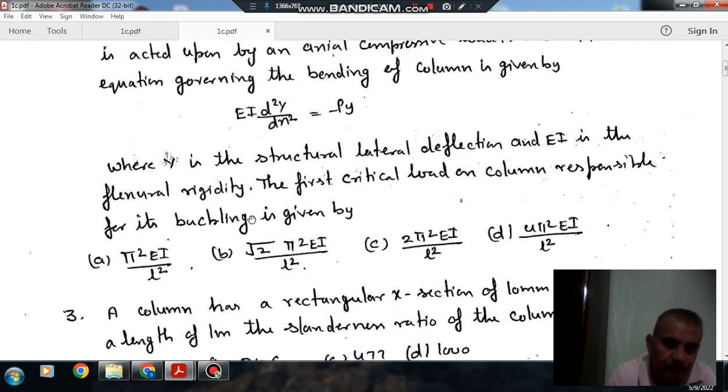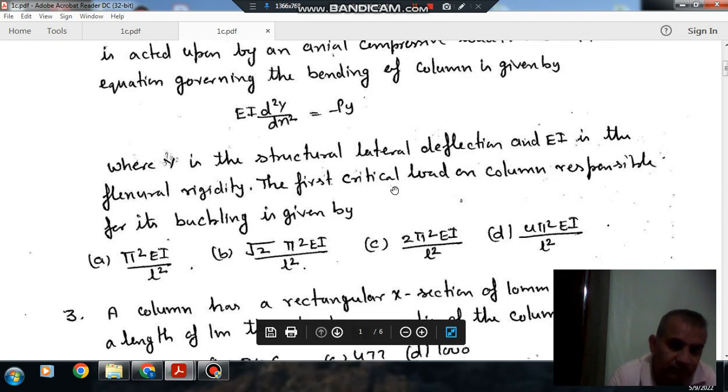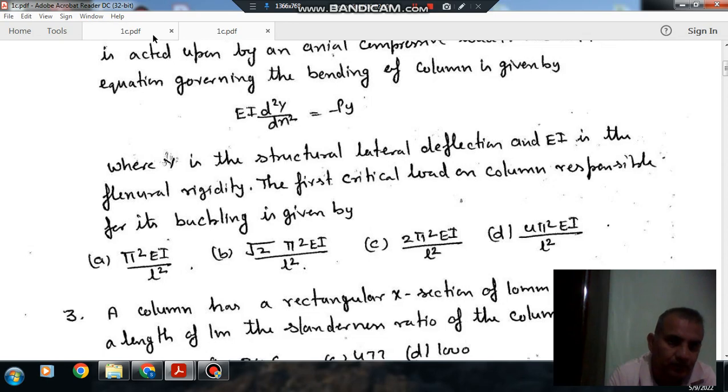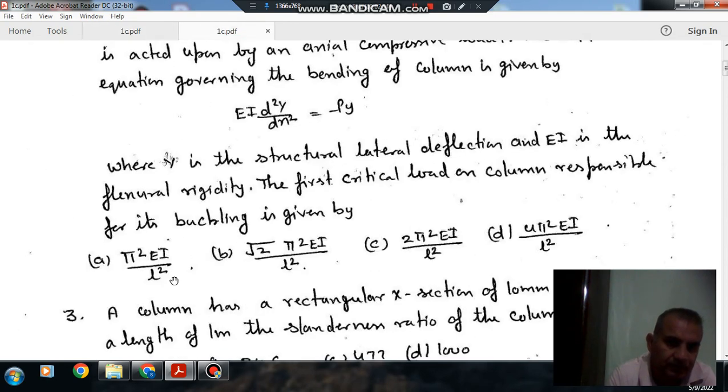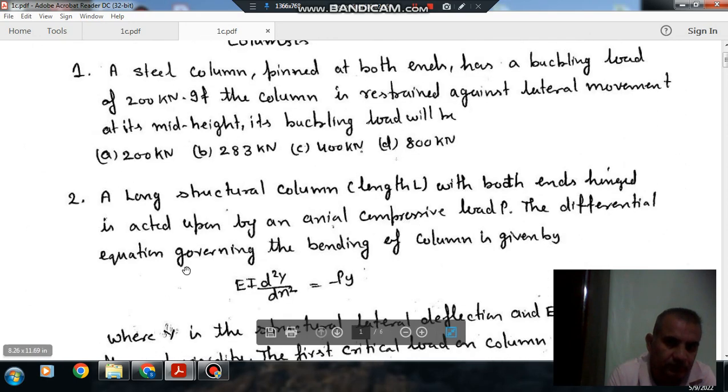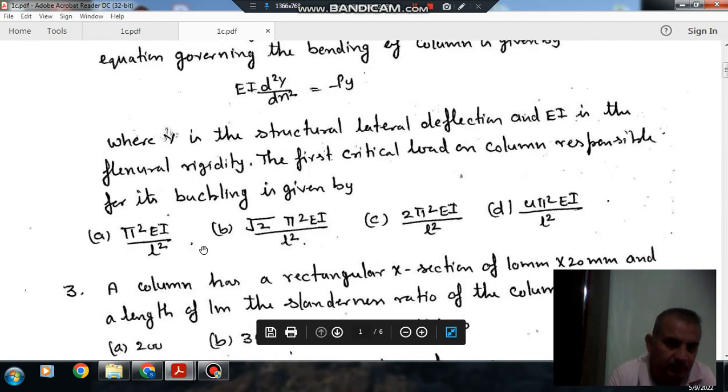So the buckling load is given by n pi square EI by L square. For the first critical load, n should be 1, so the answer is option A. So the first critical load is pi square EI by L square.